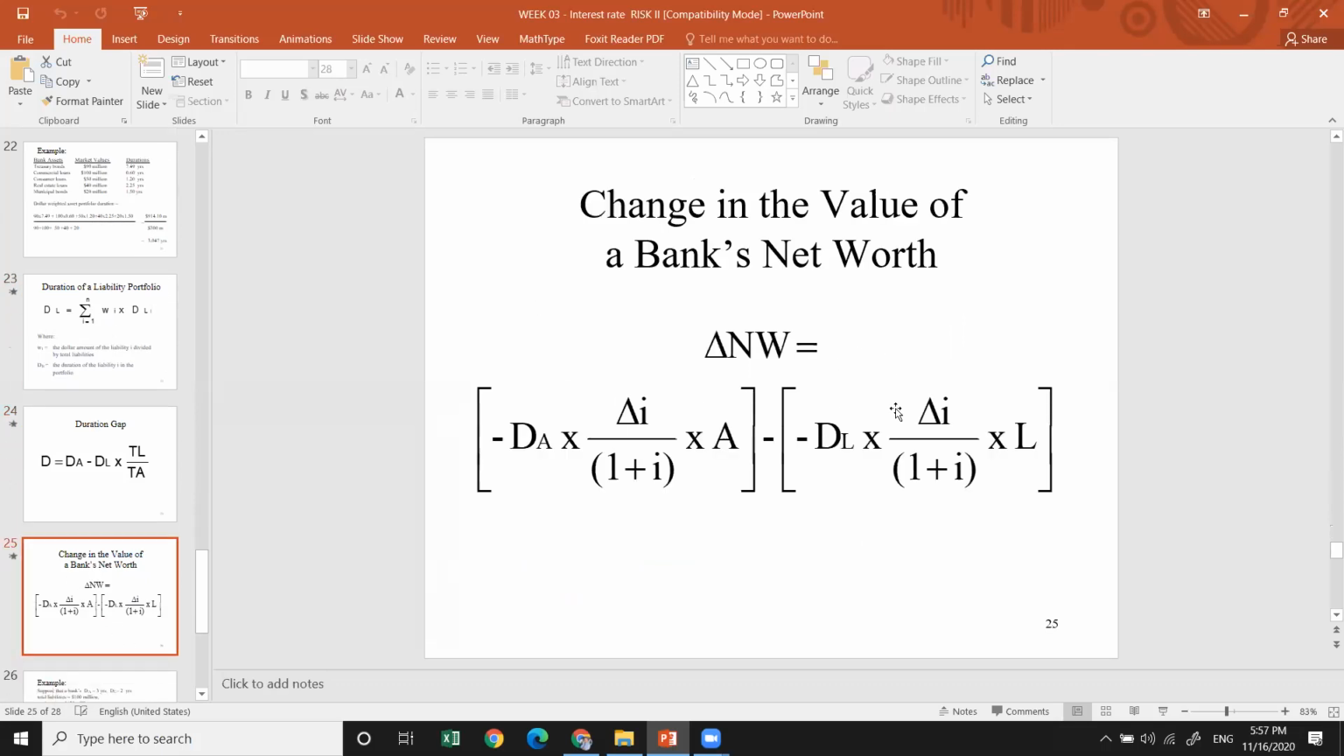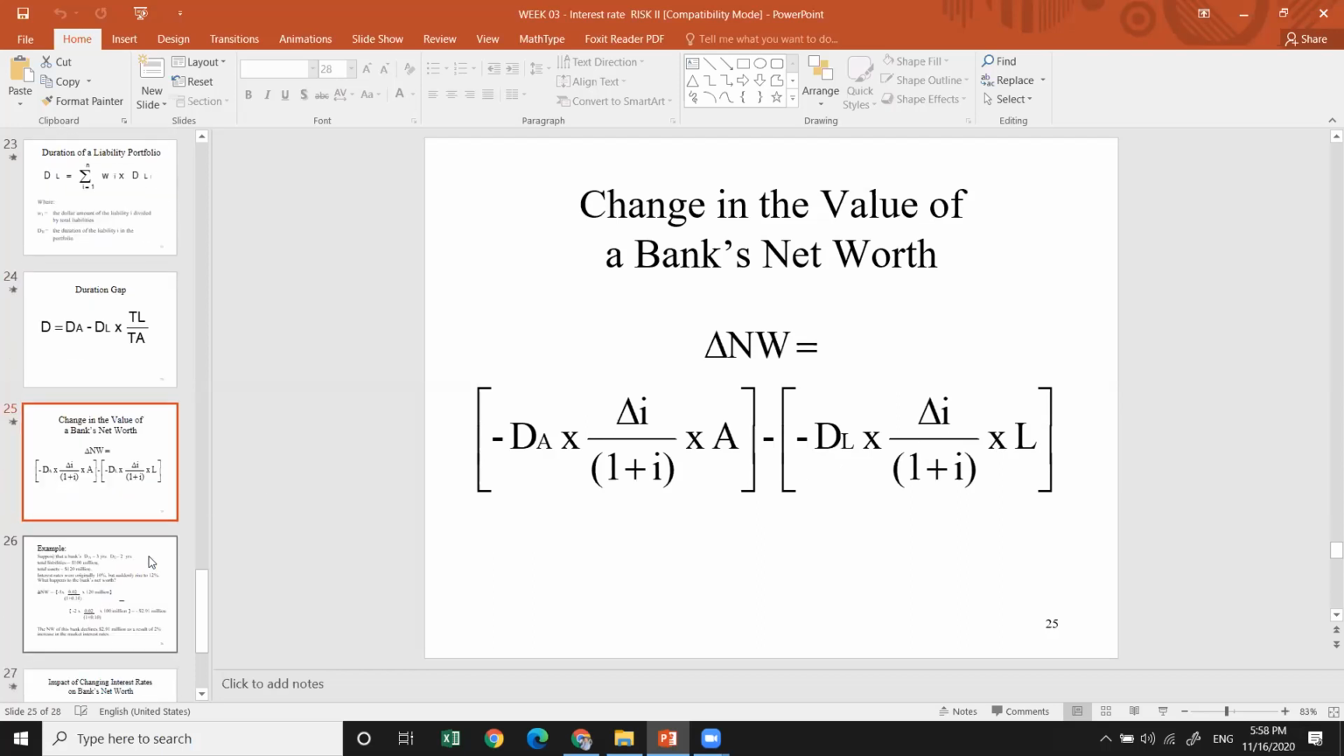Another formula that we need to know is the change in net worth, by how much your net worth will change if there's a percentage change in the interest rate. You have to use this formula: duration of assets times the percentage change in interest rate times assets, minus duration of liabilities times the change in interest rate times liabilities. This formula lets you calculate the net change in net worth.